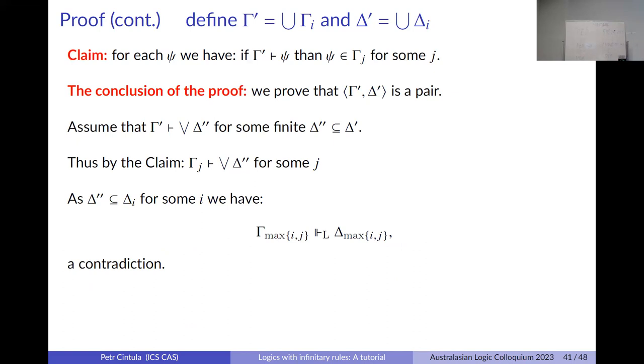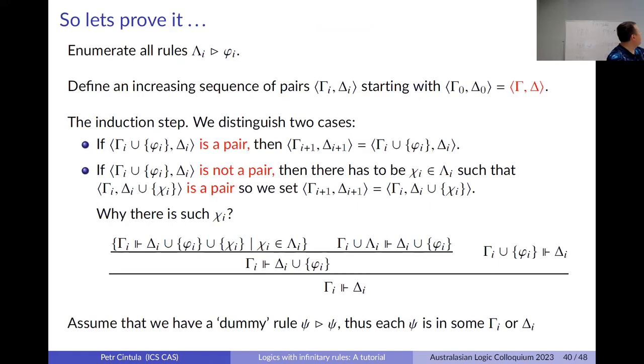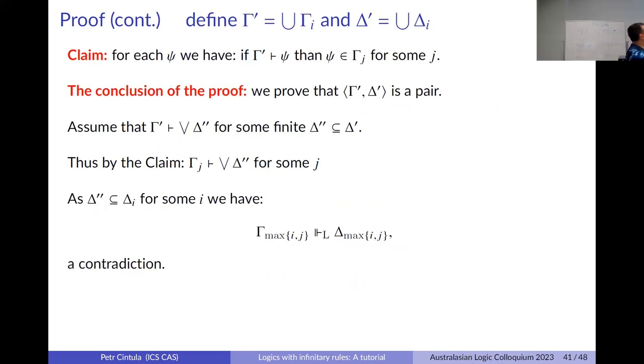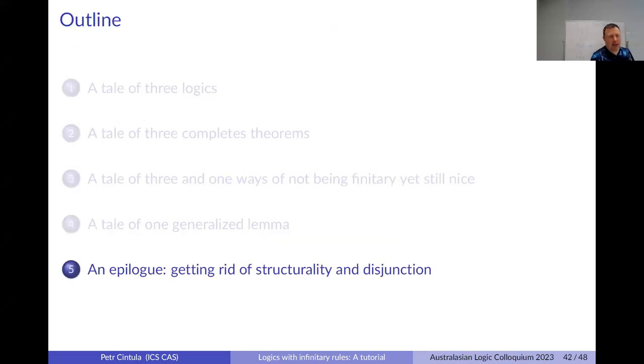And when we have that, what remains to prove is that this tuple is actually a pair. It's quite easy to see, to make it finite. This is done by using this dummy rule. We can assume we have the rule psi implies psi. So when we process this rule, we either add psi to the premises or to the conclusion. So the fullness of the pair is trivial, and the fact that it's a pair is a really simple use of the induction hypothesis, and the fact that proving something means proving it belongs to some finite part of it. Okay, so that's the main proof.